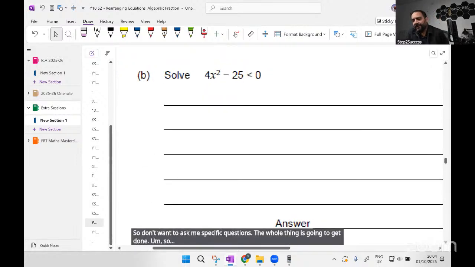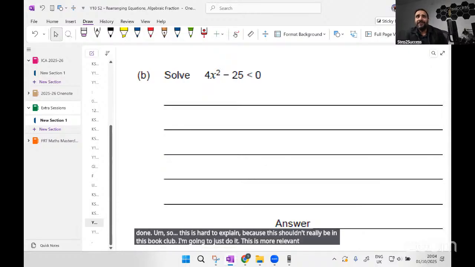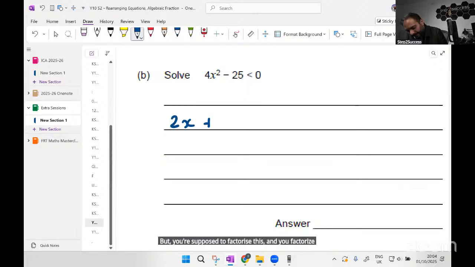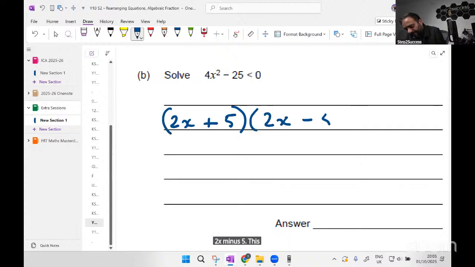This is hard to explain because this shouldn't really be in this booklet, but I'm going to just do it. This is more relevant for the year 11s here, really. But I'll just tell you how you do this, okay? You're not expected if you're in year 10 really to be able to do this yet. But you're supposed to factorize this, and you factorize this to 2x plus 5, 2x minus 5. This kind of fell into this booklet accidentally.